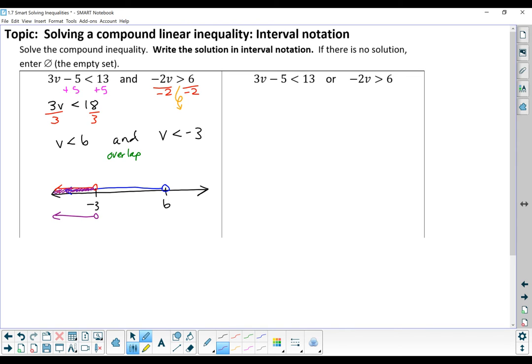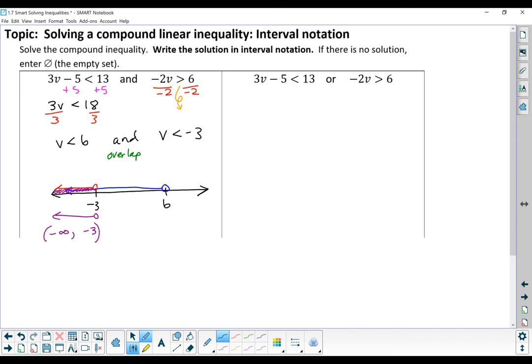So in this particular topic, they want you to report your answer in interval notation. So we would read that little graph from left to right. We would say from negative infinity to negative 3, and I would use a parenthesis there. And that would be our answer.